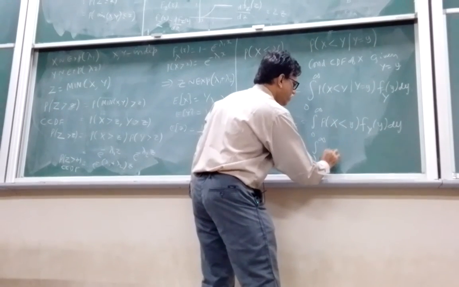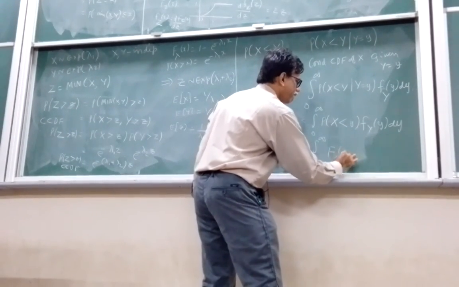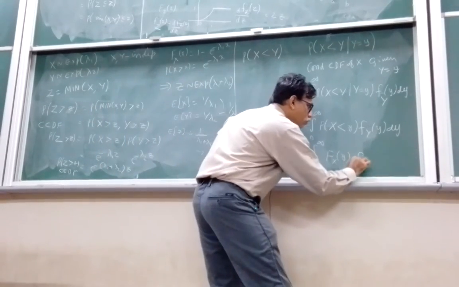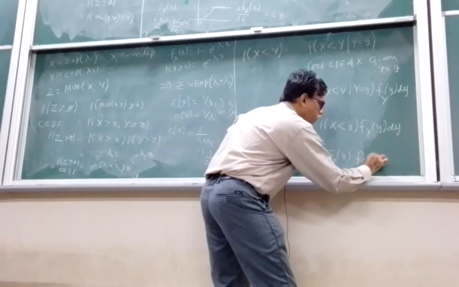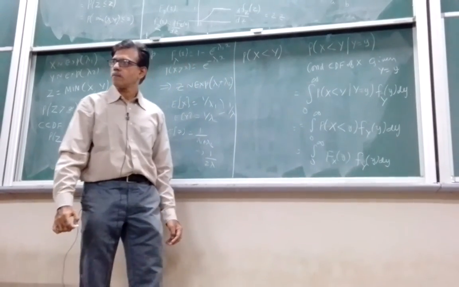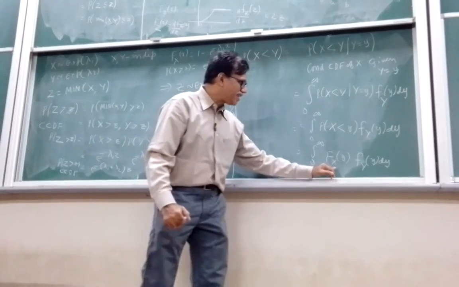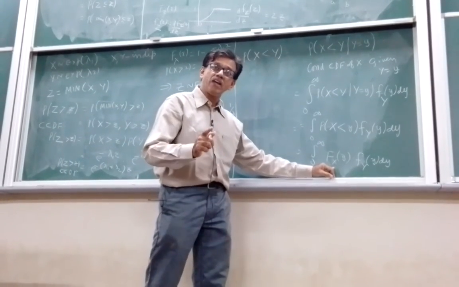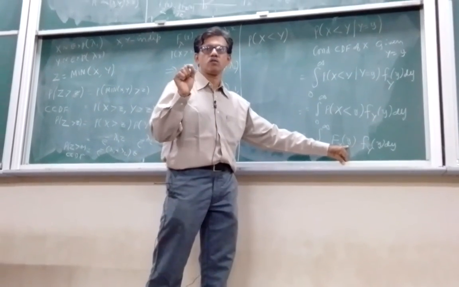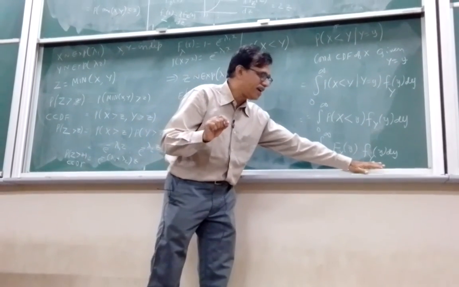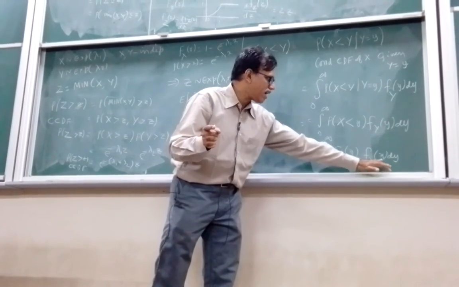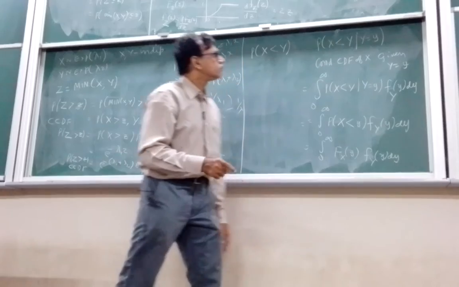What is this one? This is f_X(x) into f_Y(y). Look, this is the CDF of X evaluated at the value y. This is the density function of Y, evaluated at y into dy.